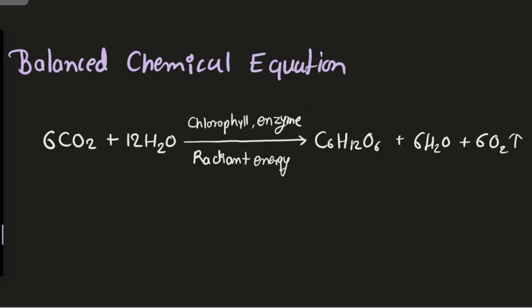Now we know the balanced chemical equation of photosynthesis. 6 CO2 combined with 12 H2O inside chlorophyll, in presence of enzymes and radiant energy, that is sunlight, gives us one organic compound, glucose, 6 molecules of water, and 6 molecules of O2, oxygen, as a byproduct.